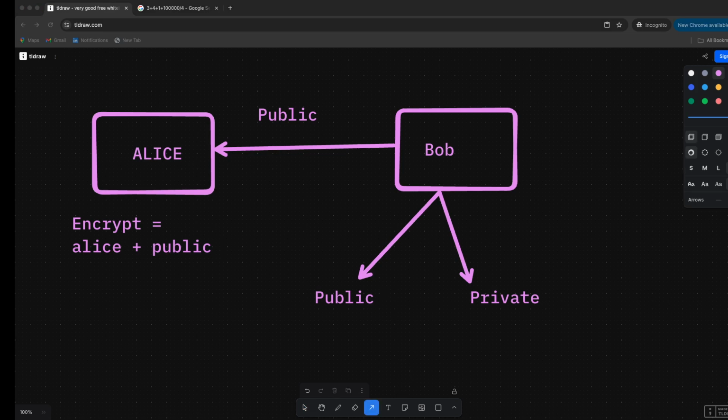But in this, Bob already has the public key, right? Let's try to understand why Bob cannot use the already available key. He already has the public key available to him, right? So if he has the public key, decrypting would be easy, right?